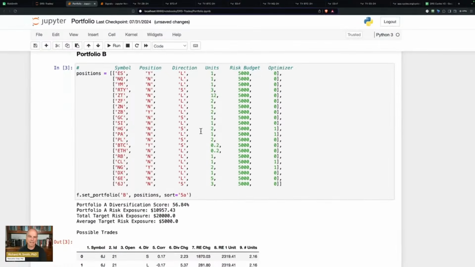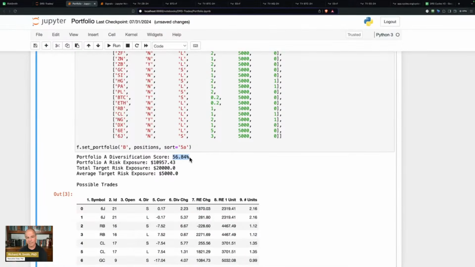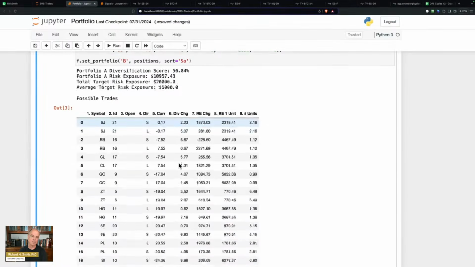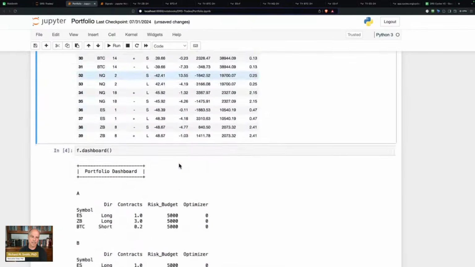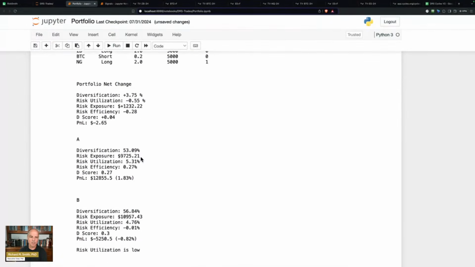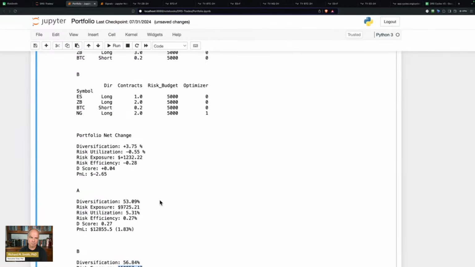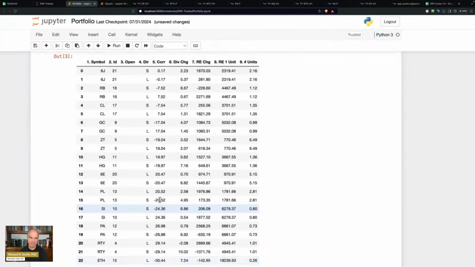So we added natural gas long here. Our diversification went up 57% now. Our risk exposure, 10,957. I think that's about the same as what we had for portfolio A, right? So portfolio A, now we added the bonds to portfolio A, so our diversification was up more. But we can see, we added 3 points of diversification and we added more exposure at a discount. All right, so now what else might we consider adding?